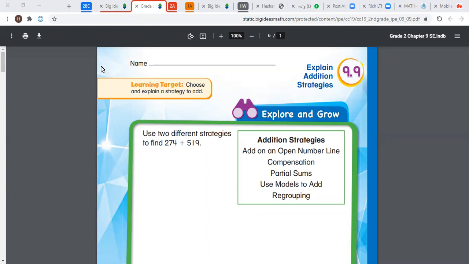Our today's lesson is lesson number 9 in chapter 9. Explain addition strategies. Okay, our today's lesson, grade 2, is super easy. So let's start by the first question.